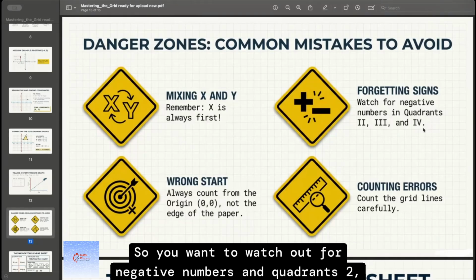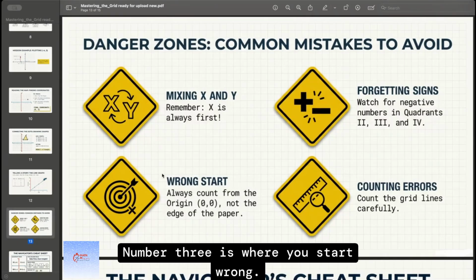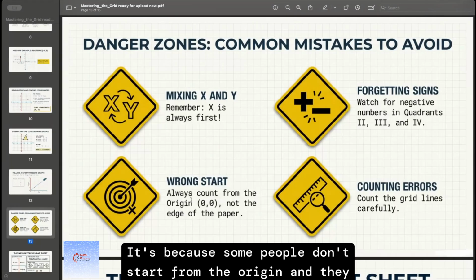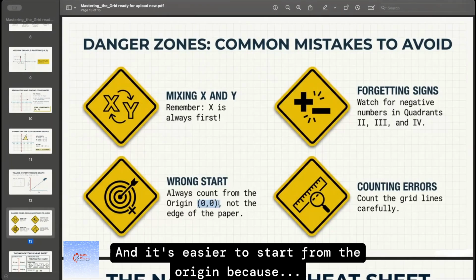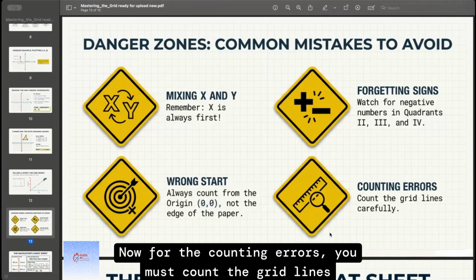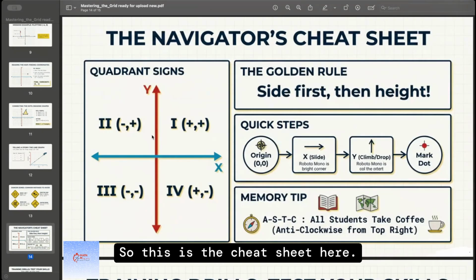So you want to watch out for negative numbers in quadrants 2, 3, and 4 because they all have different signs. Number 3 is where you start wrong, because some people don't start from the origin and they usually mark the point wrong. And it's easier to start from the origin. Now for counting errors, you must count the grid lines carefully. So this is the cheat sheet here.